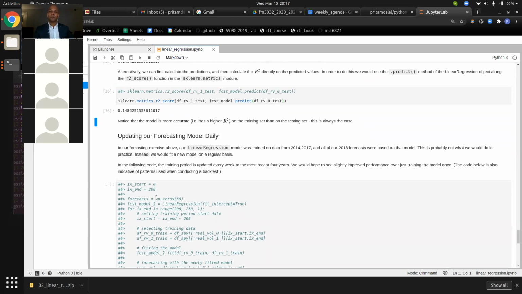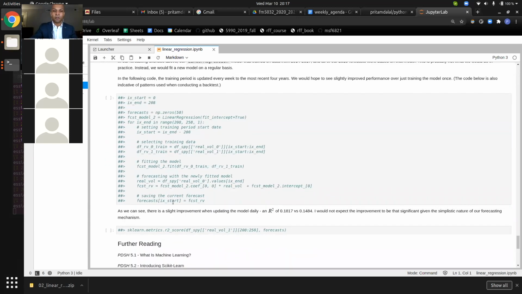So in the forecasting exercise above, in our linear regression, our model was trained from data from 2014 through 2017, and then we used that exact model, that one model, and all of our 2018 forecasts were based on that model. So that's probably not what we do in practice. Instead, we would update our model on a regular basis and make predictions based on that new model.